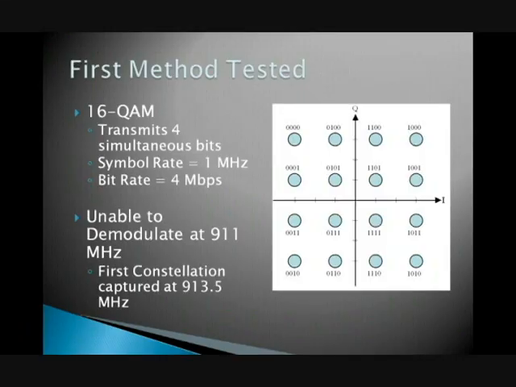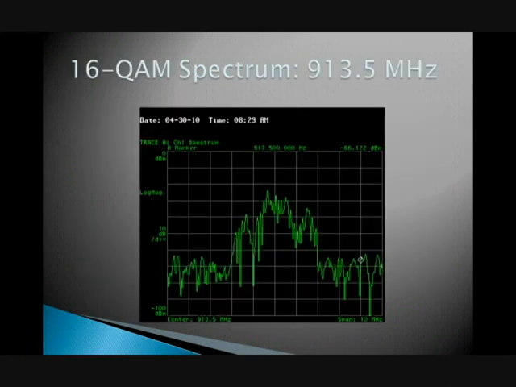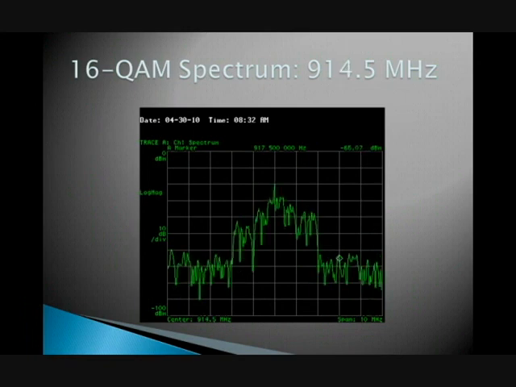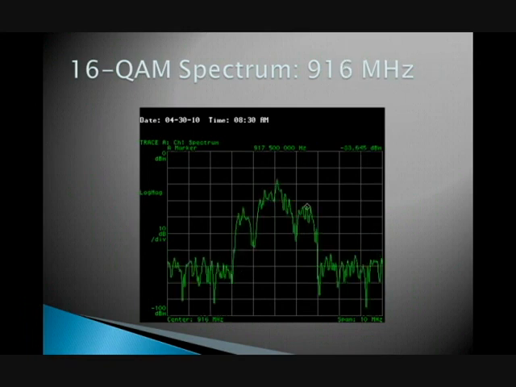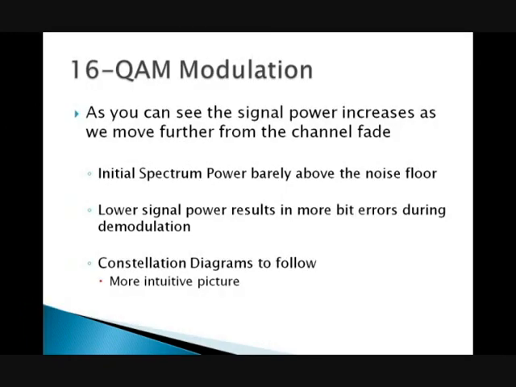The first modulation method that we tested was 16 QAM. It transmits 4 simultaneous bits, resulting in a symbol rate of 1 MHz and a bit rate of 4 megabits per second. Here are the 16 QAM spectrum screen captures from the vector spectrum analyzer. As you can see, the signal power is just barely above the noise floor. As we move further away from the channel fade, you can see the signal power steadily increases.